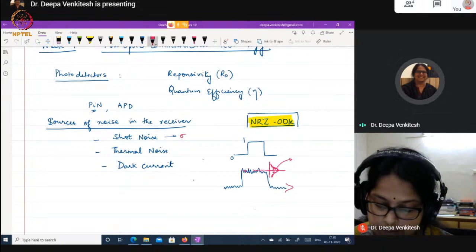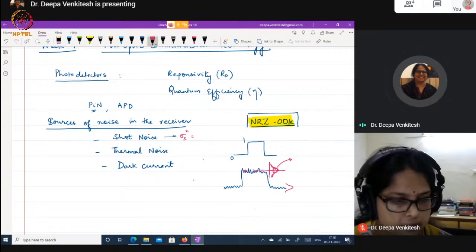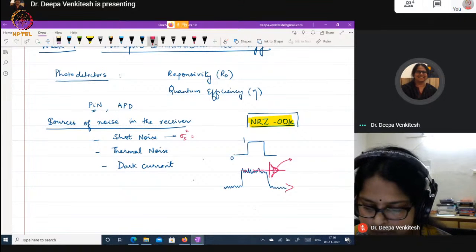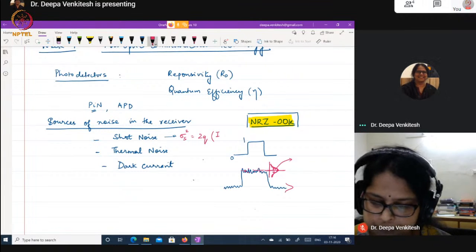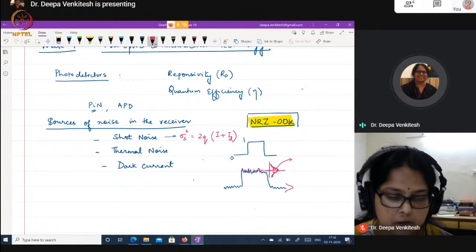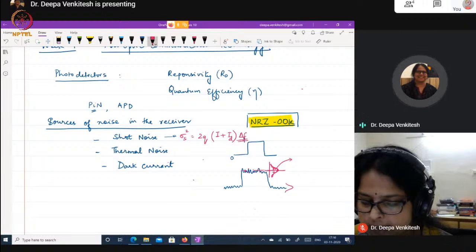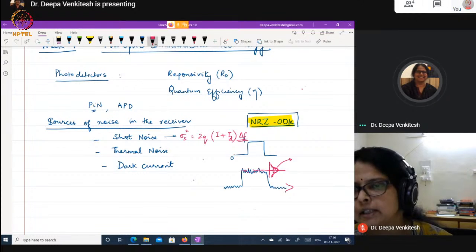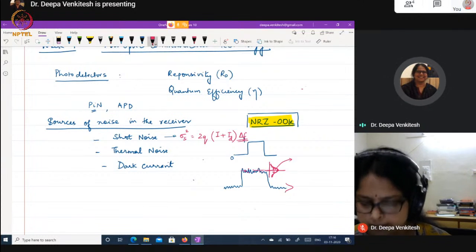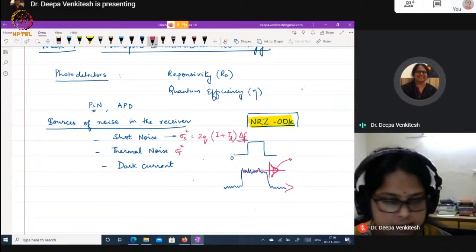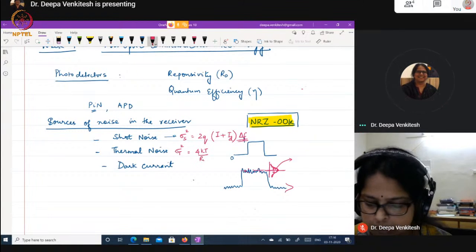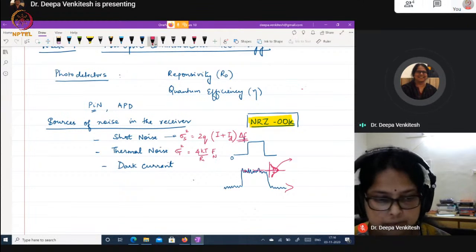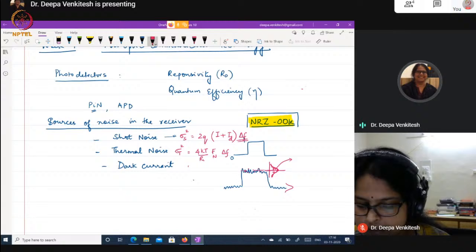And for shot noise, we define the variance of the histogram as 2q, where q is the charge of the electron, times the photocurrent plus the dark current. This part is the noise power spectral density, and times delta F, where delta F is the bandwidth of the detector. Now, we used either B or delta F to represent the bandwidth. Thermal noise, sigma T square, the variance of thermal noise, is 4kT by R times the noise figure of the electronic amplifier you have used times delta F, where ID is the dark current.